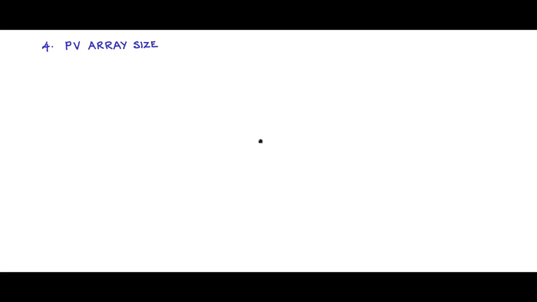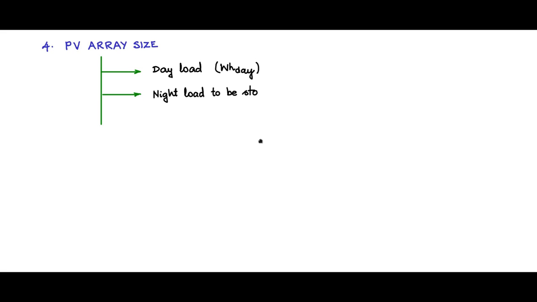Let us see now how we go about sizing the PV array. The PV array has to deliver watt-hours in the following way to the following loads. The first one is the day load, which we have called WH day. The second one is the night load. The night load is actually to be stored in the battery during the daytime.